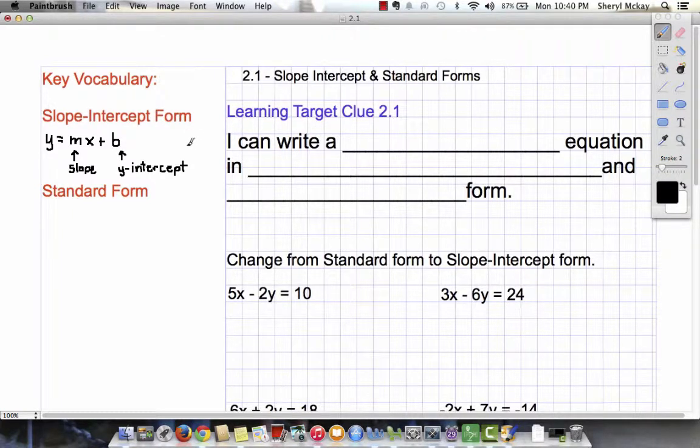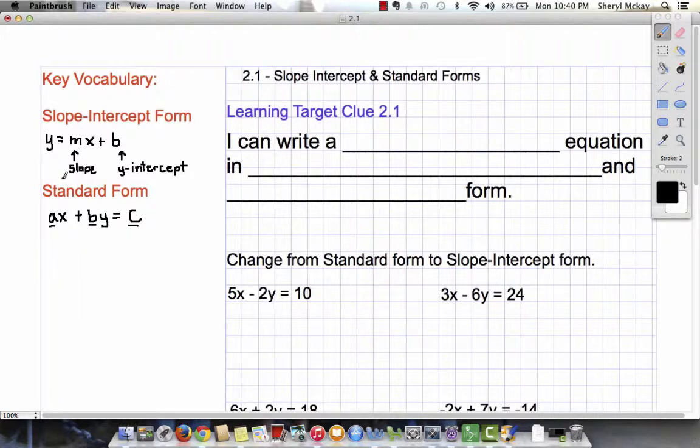And today we're going to talk about another form, and that's the standard form. And the standard form is written as ax plus by equals c. And the a, the b, and the c represent constants, and so it's really the exact same line that we have in slope-intercept form, but it's just rearranged a little bit differently.